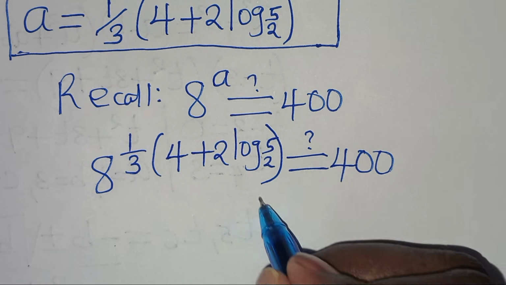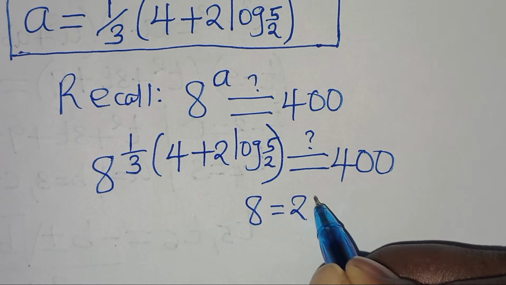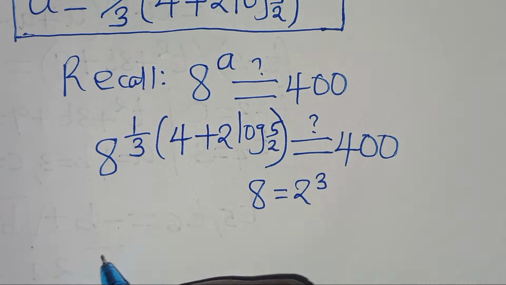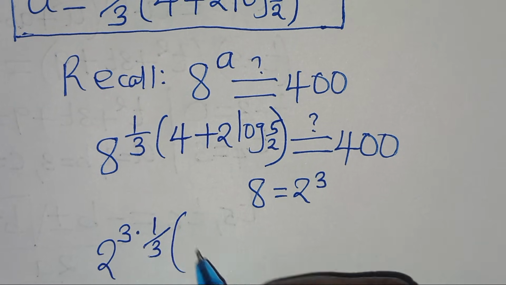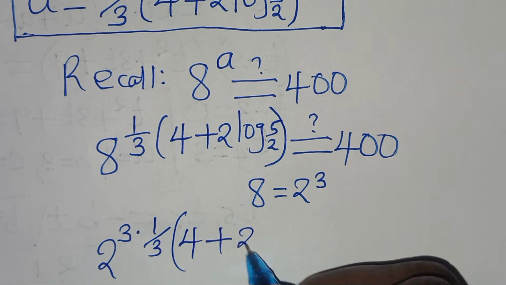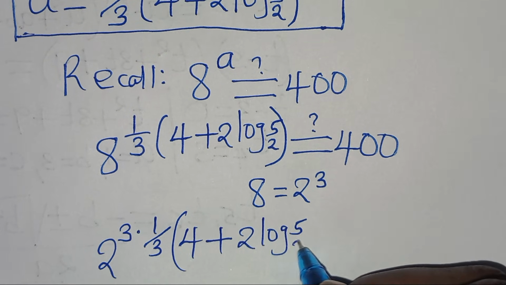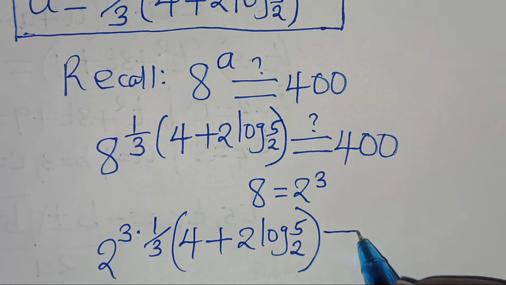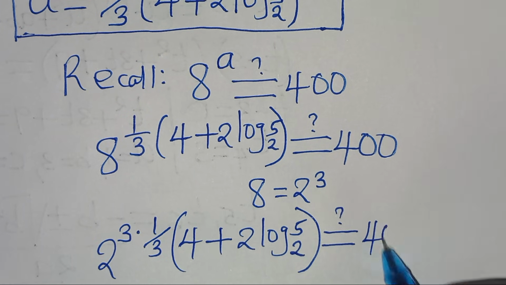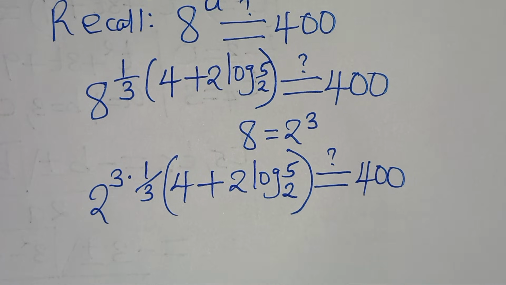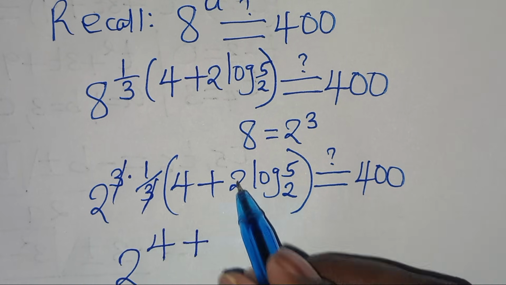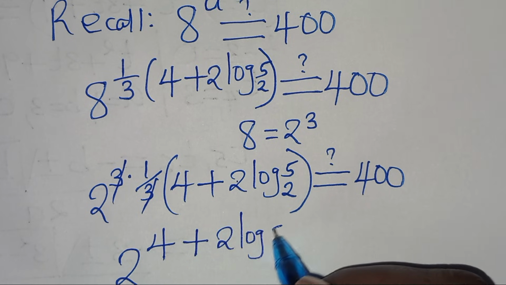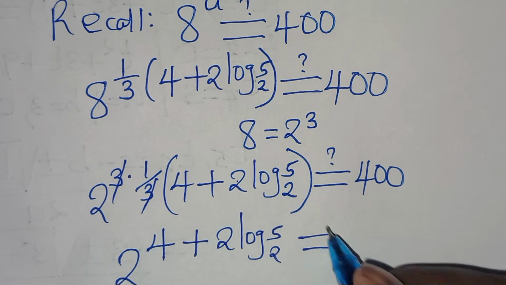The next step is that we can express 8 as 2 to the power of 3. So we have 2 to the power of 3 times 1 over 3 into the parentheses 4 plus 2 log 5 to base 2. Close the parentheses. This should give us a value of 400. Now, 3 and 3 simplify, so that we have 2 to the power of 4 plus 2 log 5 to base 2. This is supposed to give us a value of 400.